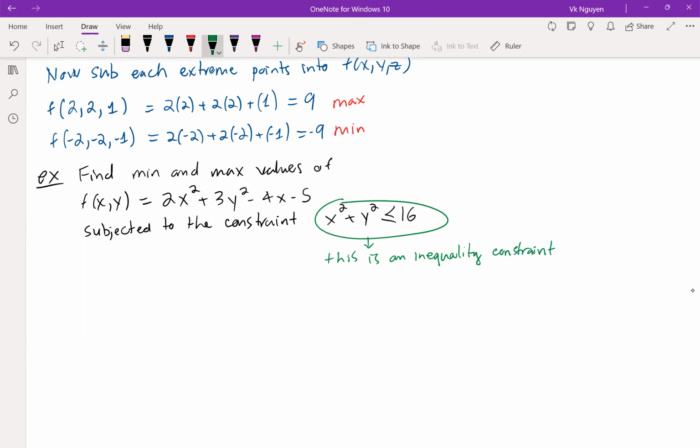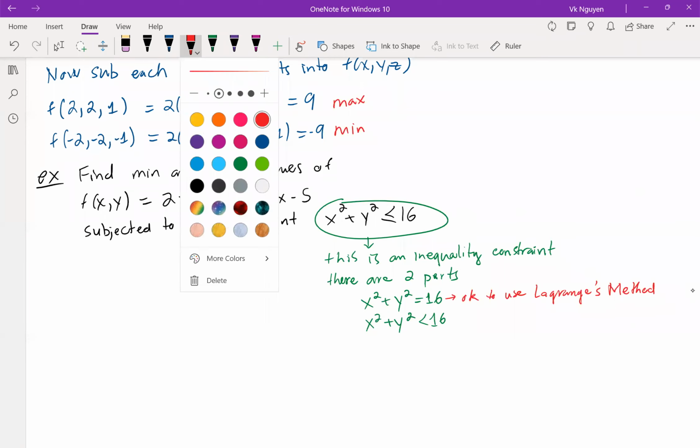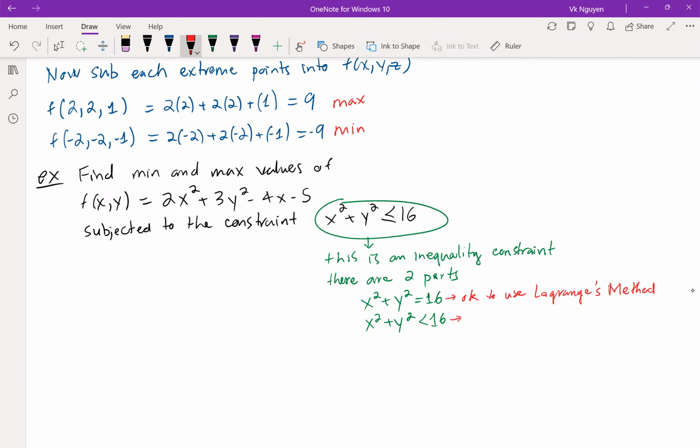And there are two parts to this inequality. One part is x squared plus y squared equals 10, and the other part is x squared plus y squared less than 10. We cannot apply the Lagrange method for less than. We can only apply the Lagrange method for an equality constraint. For this one, you've got to use the method from the earlier section.